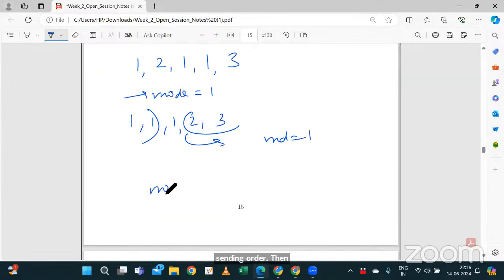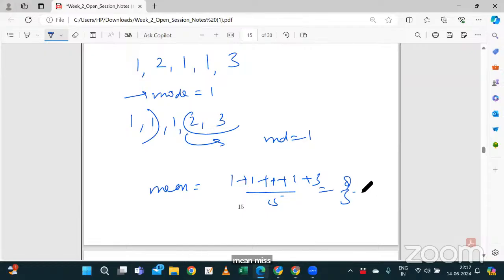What will be the mean? Mean means we have to add all the observations, then divide by 5. So it will be 3, 5, 8 by 5. So this mean, median, mode we can do for any kind of numerical data. For categorical data, there are some conditions which we have to keep in mind.